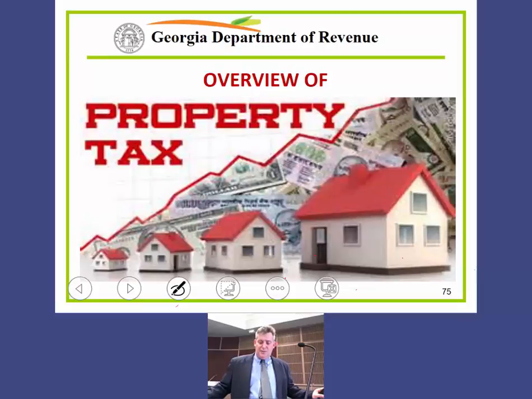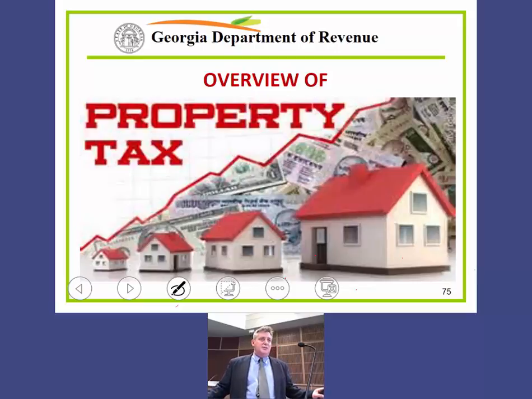Also, the Department of Revenue values all public utility property for ad valorem tax purposes. Those assessments are sent to the county, and the county tax commissioner or city tax collector collects those property tax bills.